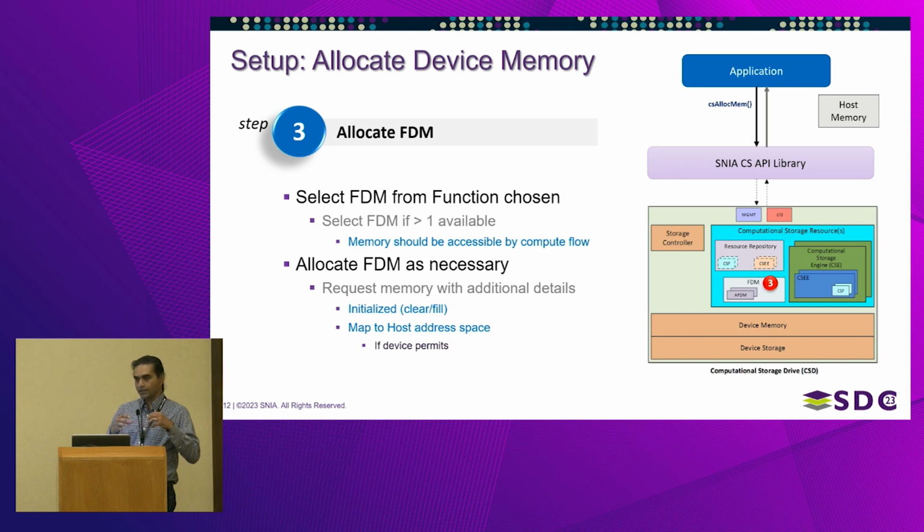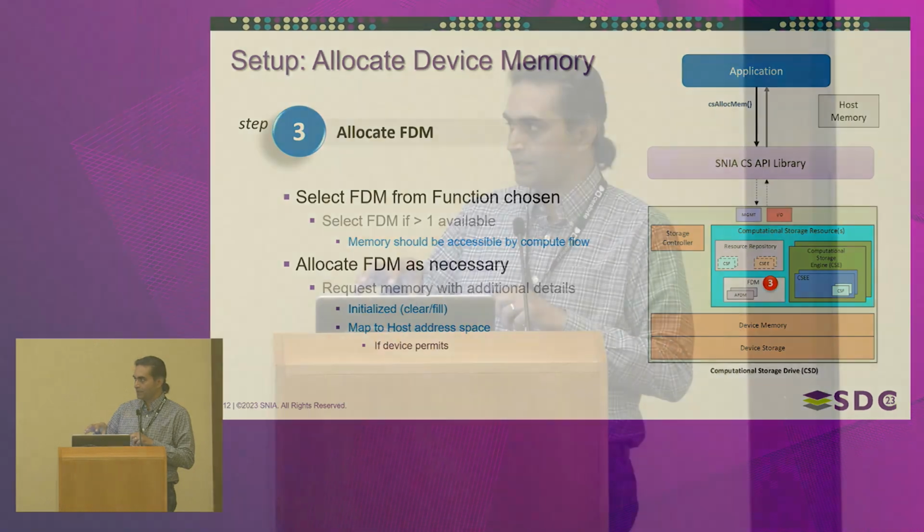So it's possible that you're running this particular CSF and the output of that goes to the next CSF. And if that is the case, you need to make sure you pick up the FDM that is favorable to both these CSFs or these functions running. So if there's more than one available, you pick up the FDM that is right for you and that is accessible by a compute flow.